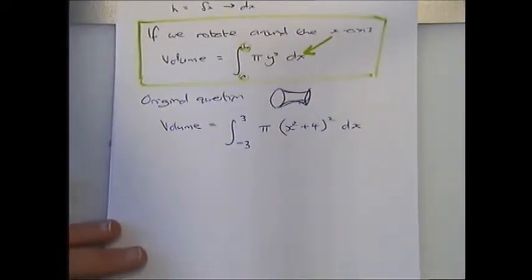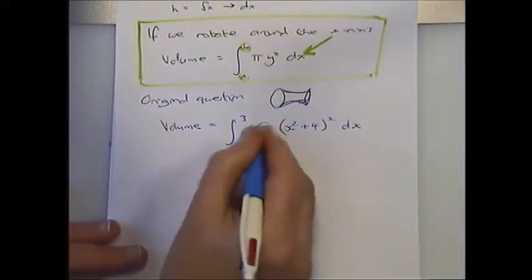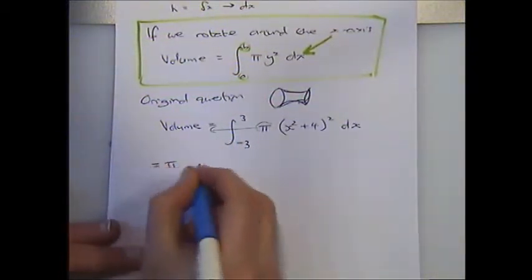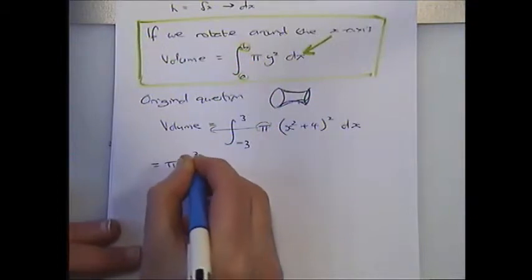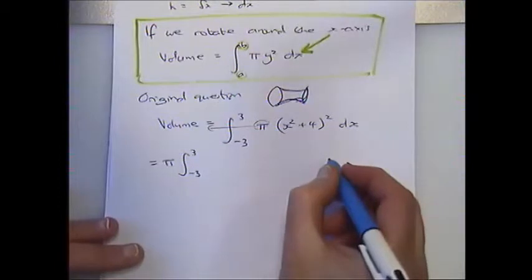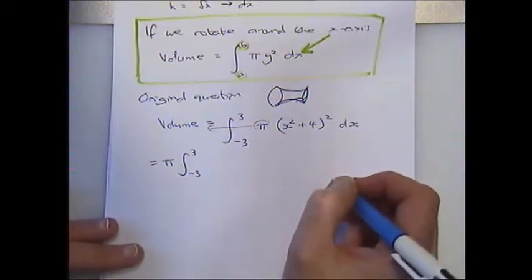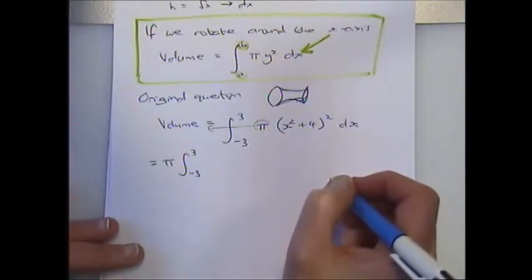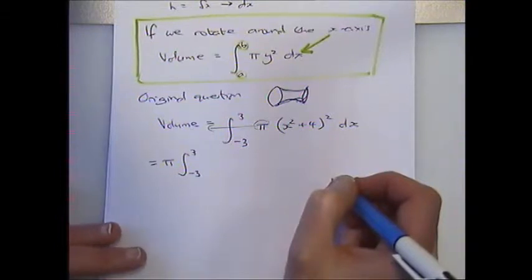You know what my first step's going to be. Move the pi, yeah. Okay. I will first of all take the pi, shift it through. So put my limits in. X squared plus 4, all squared. What should we do with that? Can you...? X squared plus 4 cubed over 3.